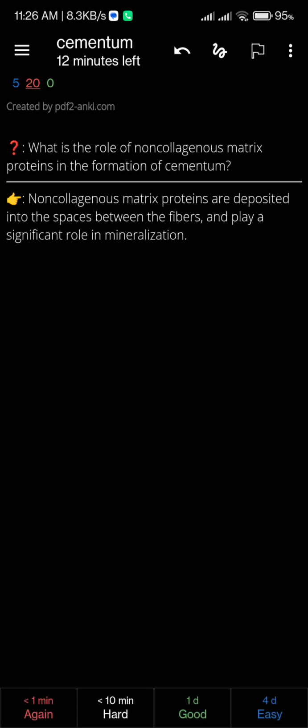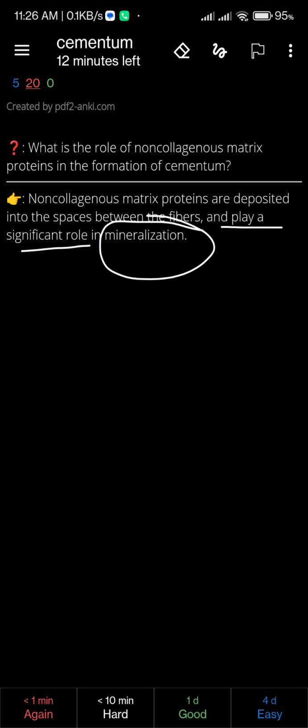What is the role of non-collagenous matrix proteins in the formation of cementum? Non-collagenous proteins are deposited in the spaces between the fibers and play a significant role in mineralization.